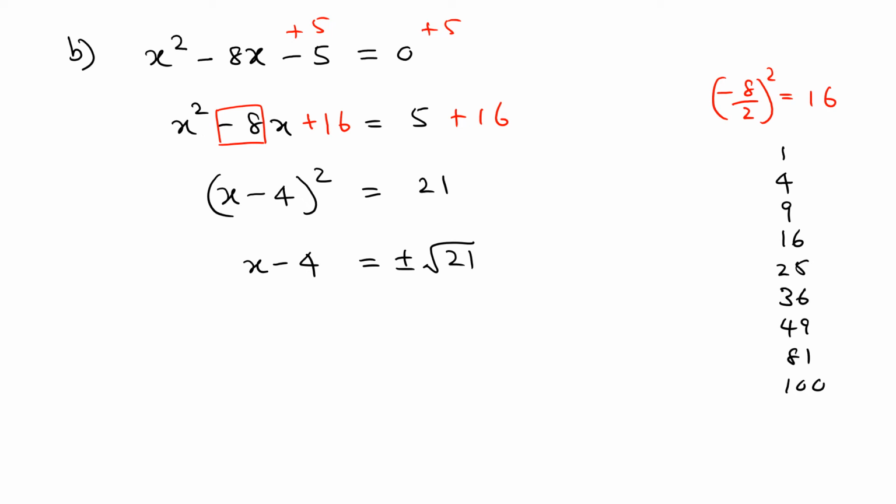So the only thing that we can do is add 4 to both sides. That's the only thing we can do. So then you can write this one as x equal 4 plus or minus square root 21. So that is the solution we're going to get for this problem.